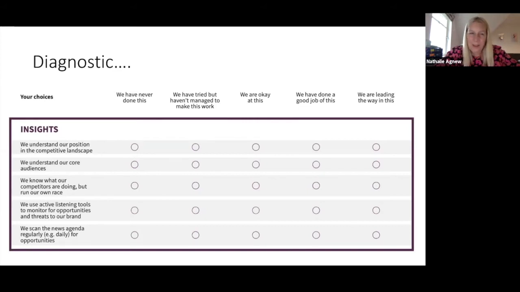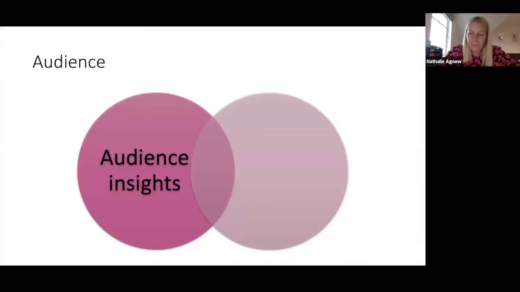But what we're looking for you to really understand is, do you understand your position within the landscape? Do you understand your core audiences? Do you know what the competitors are doing? However, this isn't about copying at all. So we don't want to copy our competitors. We do want to understand them, and that might just help us to see where our organisation fits within that sector. I'm also looking at active listening tools so that you can monitor for opportunities, and then a sort of news and agenda scanning as well. So that's some of what we will be covering today.